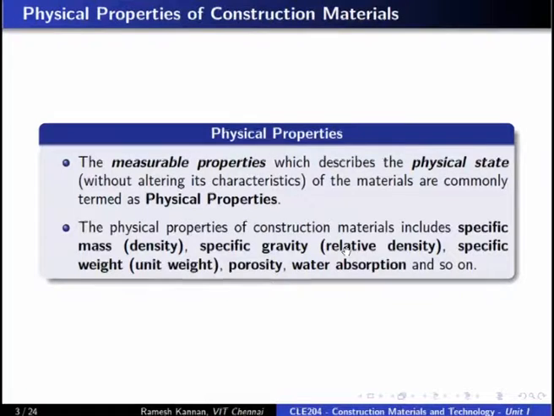In this short video, we focus primarily on the physical properties of construction materials. Let's define what physical properties are. Any property that is measurable and doesn't alter the characteristics, that is the physical state of the material, is commonly known as a physical property. Examples of physical properties are specific mass, also known as density, specific gravity, also known as relative density, specific weight, known as unit weight, porosity, and so on.